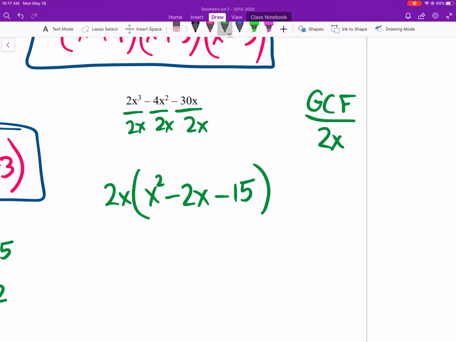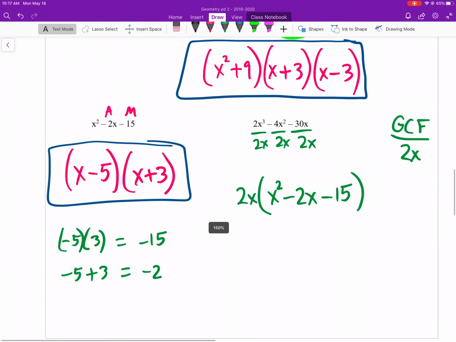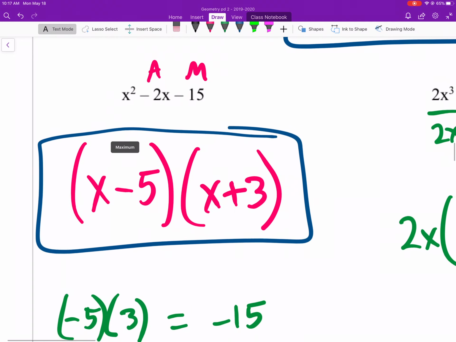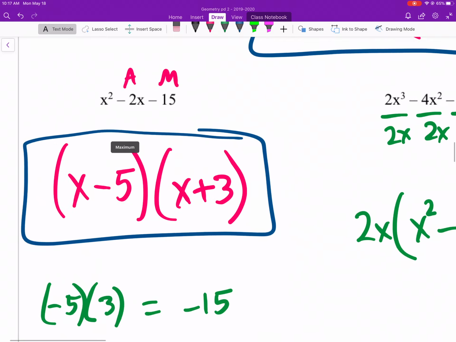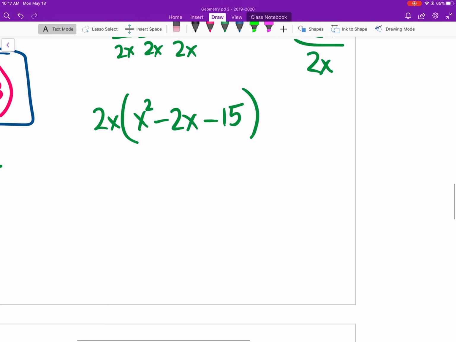Now are we done? Look in your parentheses here, guys. Can we factor that more? Look familiar? We just factored that exact expression, x squared minus 2x minus 15. This is just your standard AM factoring, so it's just factoring completely. You could just factor one more time. That's all that is. So you still have the 2x out front.